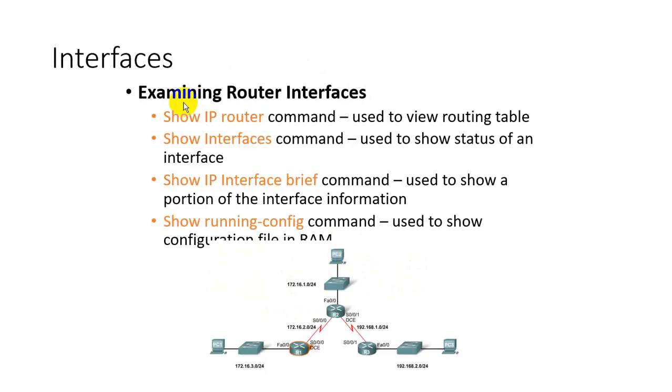And interfaces, so we can use these commands to view router interfaces. The show ip route command is used to view a routing table. Show interfaces is used to show the status of an interface. The show ip interface brief command is used to show a portion of the interface information. Show running-config is used to show the configuration file in RAM.